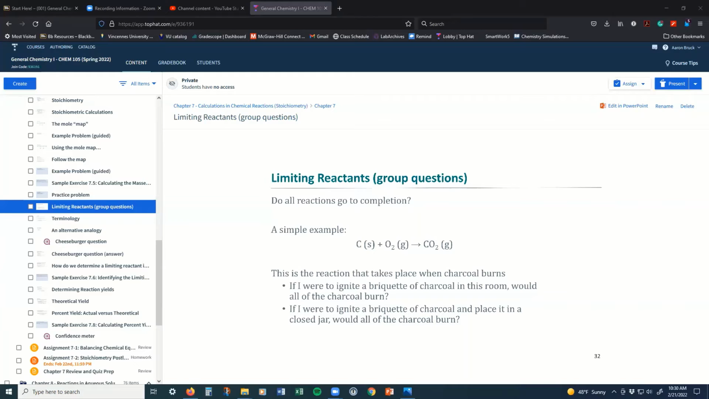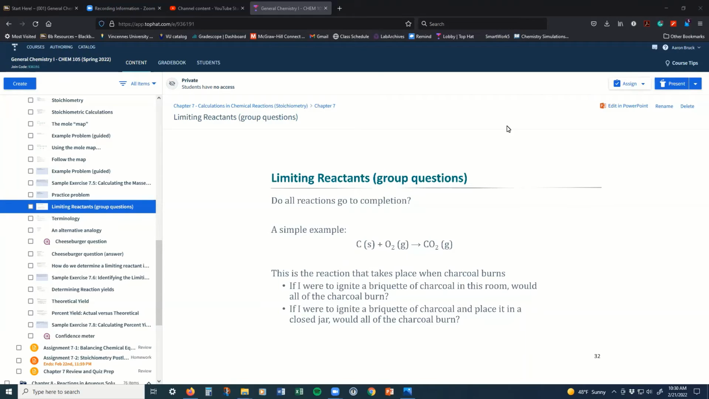Let's talk a little bit about limiting reactants. So with limiting reactants, what we're dealing with is stoichiometry, where we have to ask a really simple question, and that is, do all reactions actually go to completion? And the answer there is, well, yes, of course they do, but that doesn't necessarily mean that everything that was a reactant turns into a product. So let's take a look at a simple example.